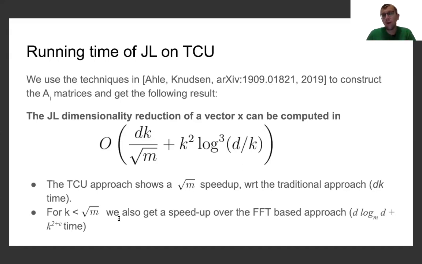Moreover, if our Tensor Core unit is able to multiply sufficiently large matrices, that is, if k is more than square root of m, this approach is also able to improve the performance with respect to the approach for dimensionality reduction based on FFT, which takes time proportional to d times log d over log m. So this shows that in principle we can really obtain high gains using Tensor Core units for dimensionality reduction.